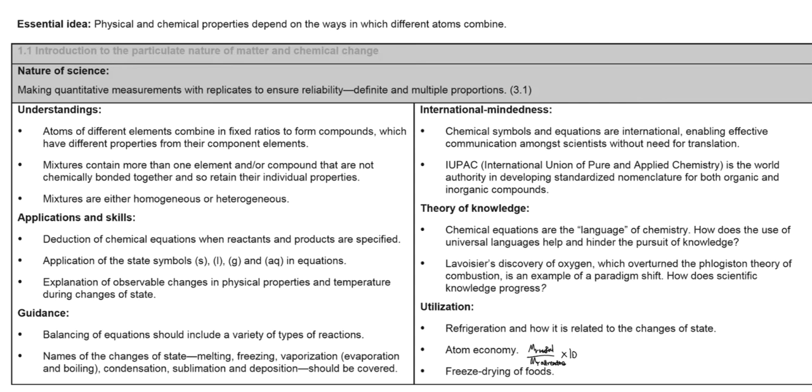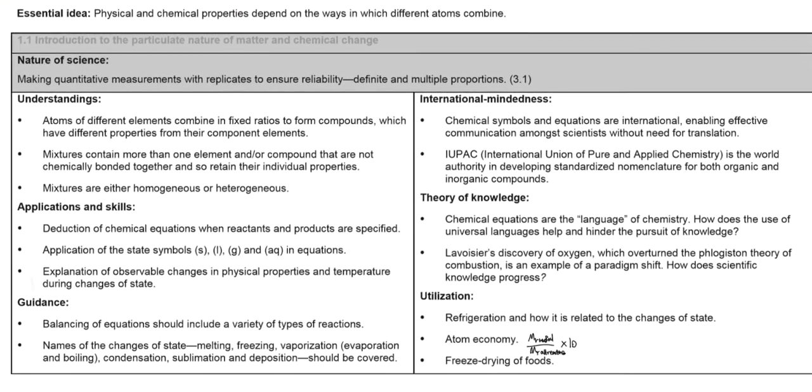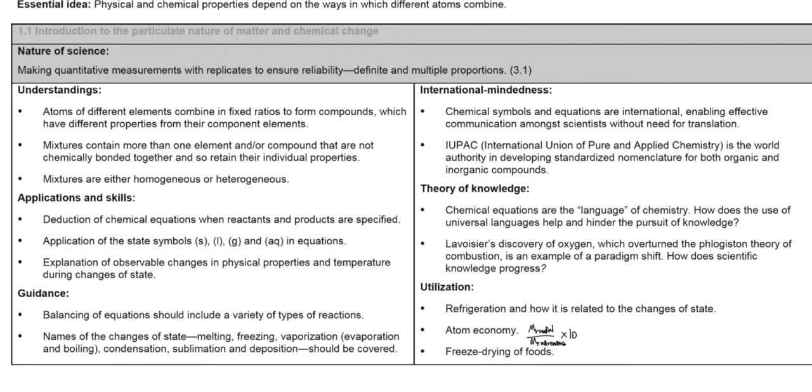In this video, I'm going to be going over all of topic 1, so that's stoichiometric relationships in IB chemistry. In topic 1, I'm going to be going over topic 1.1, 1.2, and 1.3. And as you know, topic 1 does not have an HL component, so it's just this topic 1 component, which applies to both SL and HL.